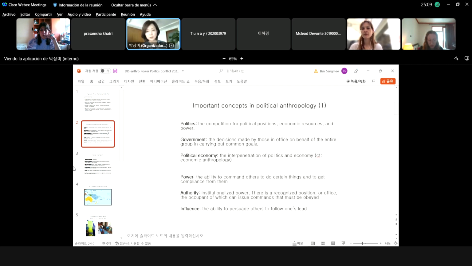Let's move on to the second page of our slide. And this is about important concepts in political anthropology. I have two slides devoted to discussion of important concepts in political anthropology, and this is the first of the two. First, we need to understand what politics means. And we often compare and contrast politics and government. We will learn about the similarities and differences between politics and government.